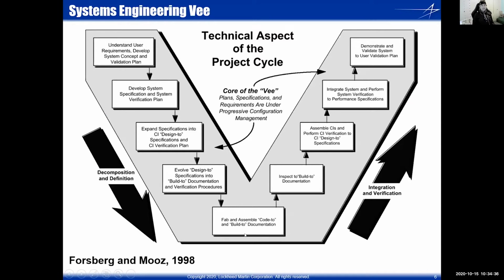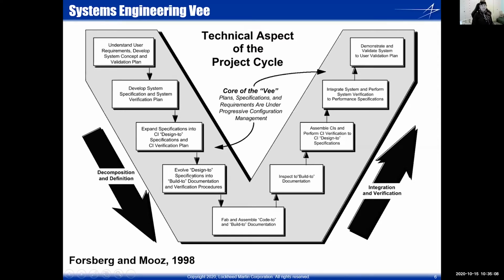Here's the system engineering V, for those of you that haven't seen it before. And it starts up here with understanding the user requirements and developing the system concept. It also includes planning out how you're going to validate that you've given the right system to your customer and that you're actually meeting their needs. And you go on to develop your system requirements, and you start thinking about how you're going to do your verification once you have your system. And then you break that down into your subsystems and your configuration items.